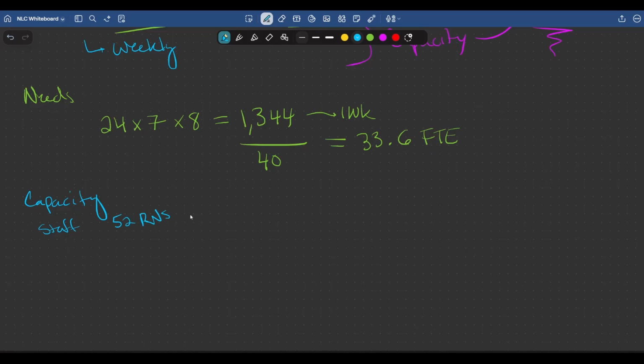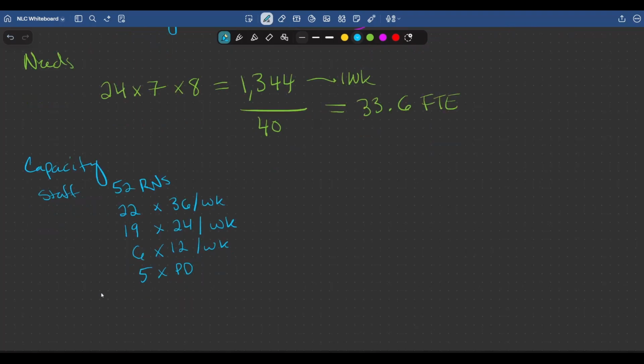Okay, that's more than 33. Does that mean we have enough? Well, actually, it's a little more complicated than that, right? Let's say 22 of those nurses are 36 hours a week. And then we have 19 of them that are 24 hours a week. And then 6 are 12 hours a week. And 5 are per diem. So what does that give us for FTEs? That's the question we have to figure out. How many FTEs of capacity do we actually have?